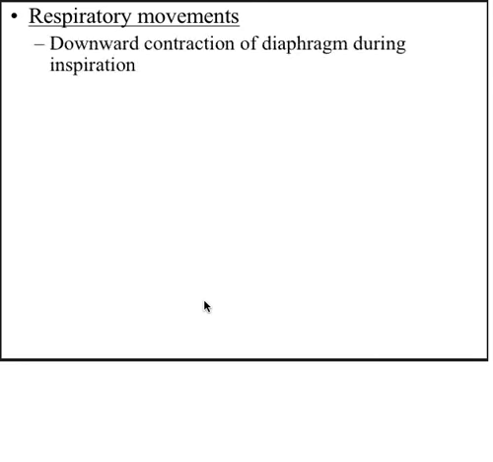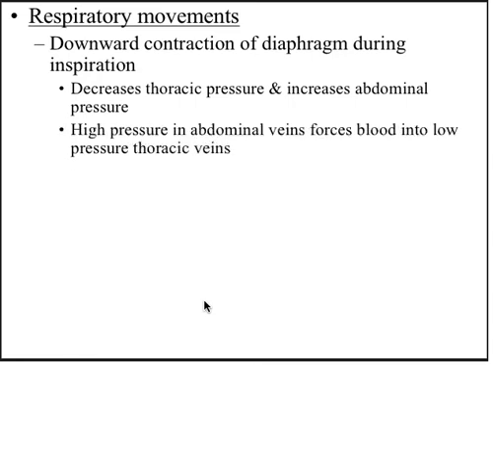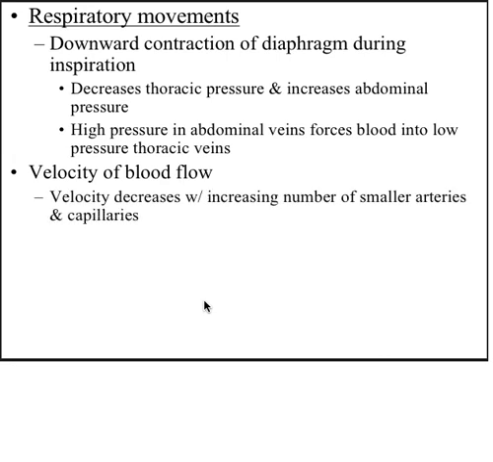Respiratory movements are also critical for moving blood back towards the heart. The contraction of the diaphragm during inspiration drops thoracic pressure and increases abdominal pressure. The high pressure in the abdominal veins forces the blood into the thoracic veins and back up towards the heart.